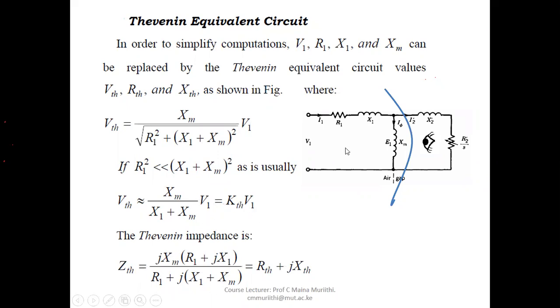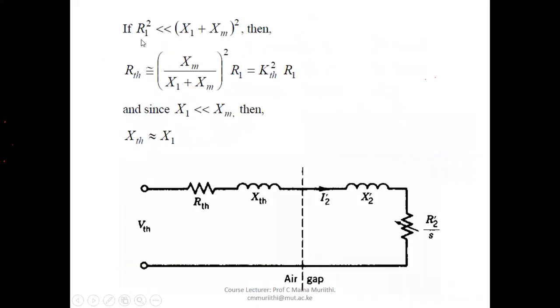And then the Thevenin resistance, again, if you view from this side, then it will be Xm in parallel to R1 and X1. And this gives the Thevenin resistance. Again, since R1 squared is less than this, the Thevenin resistance can be reduced to this. Consequently, the Thevenized circuit of the induction motor can be viewed as this. So this will be used later on as we look at torque relationships in the induction machine.